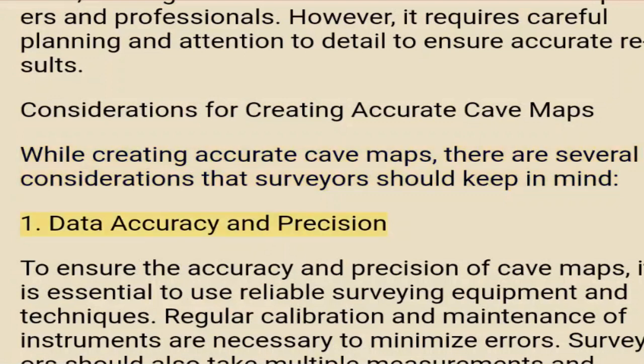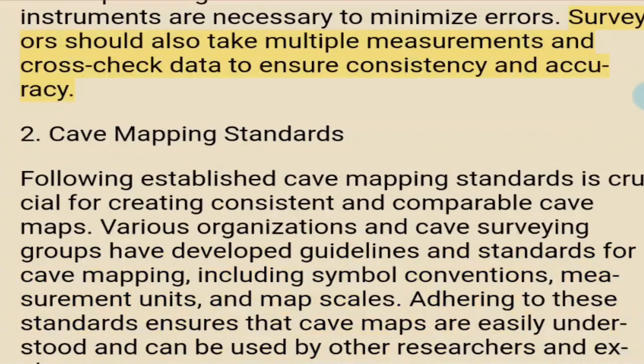1. Data accuracy and precision. To ensure the accuracy and precision of cave maps, it is essential to use reliable surveying equipment and techniques. Regular calibration and maintenance of instruments are necessary to minimize errors. Surveyors should also take multiple measurements and cross-check data to ensure consistency and accuracy.